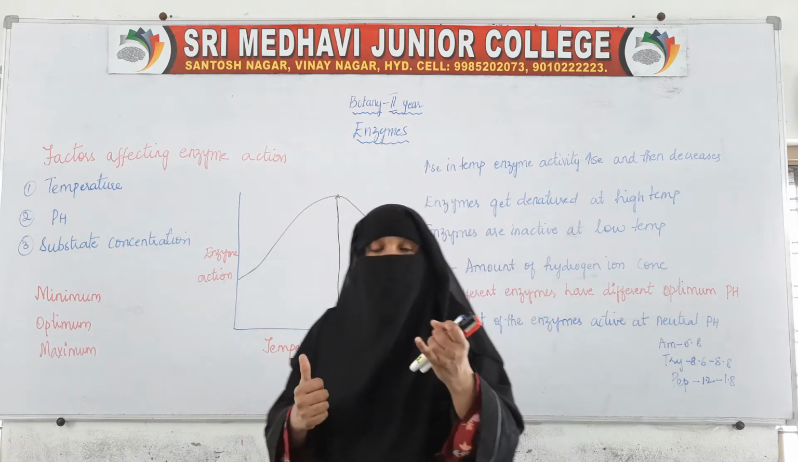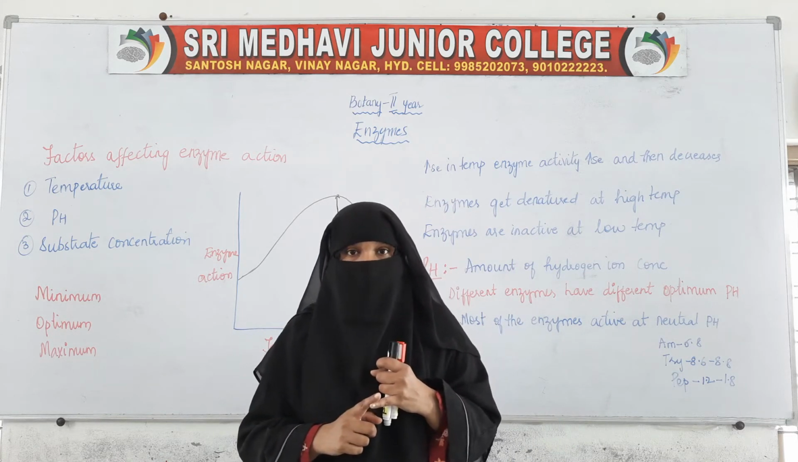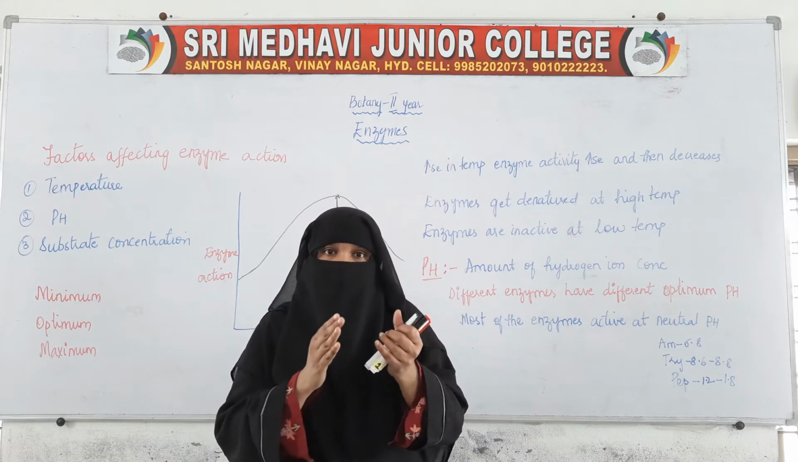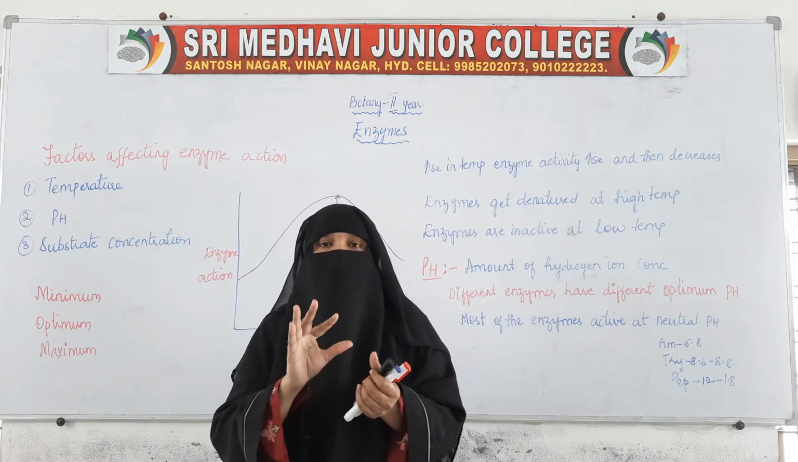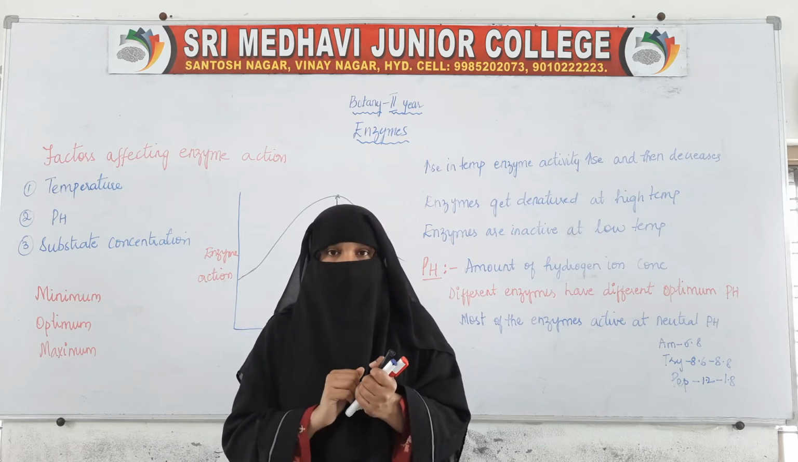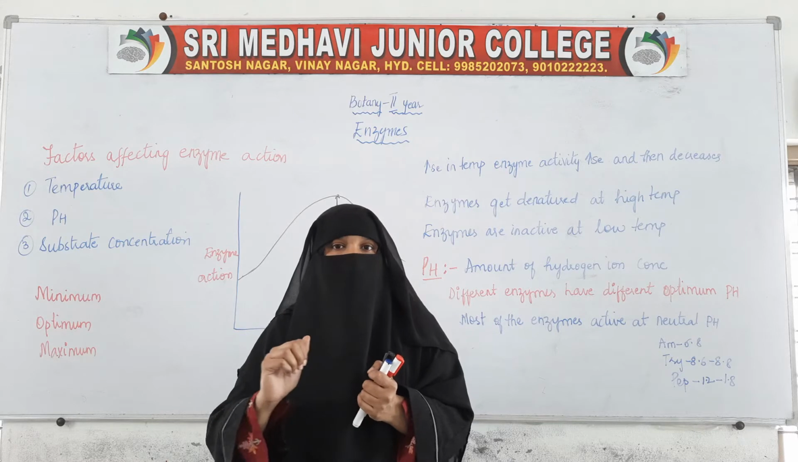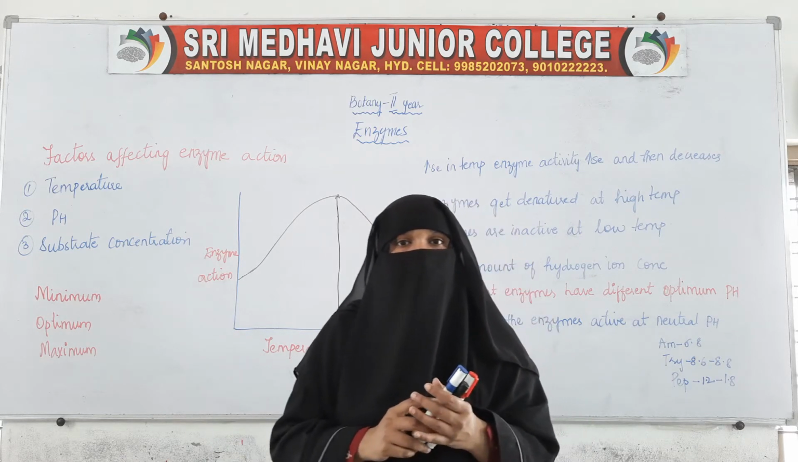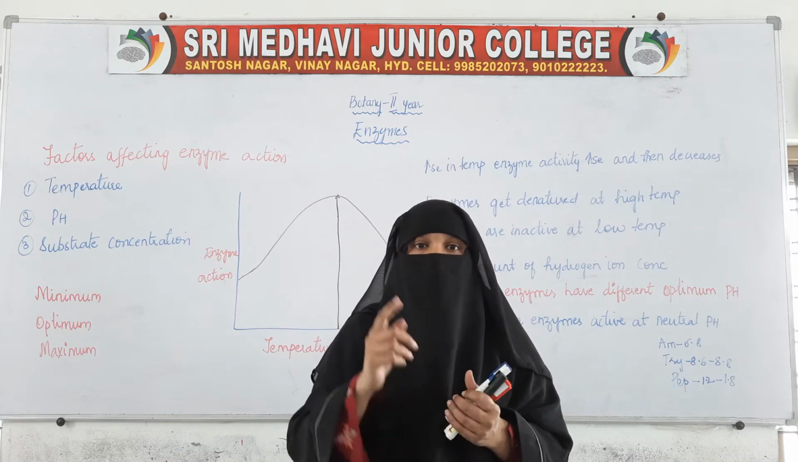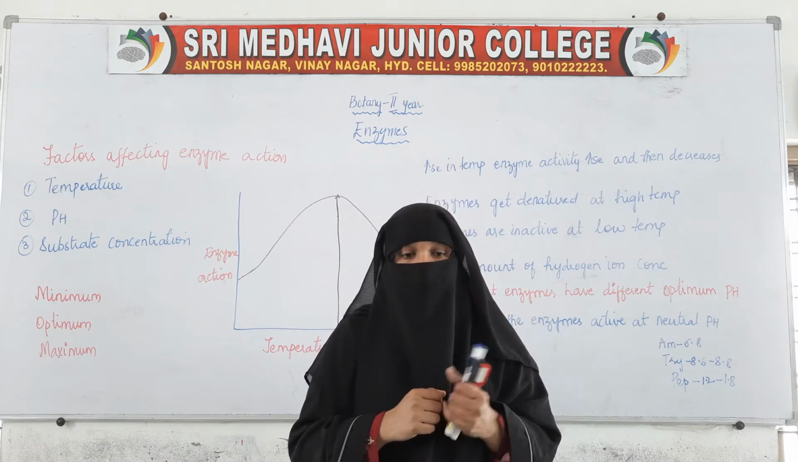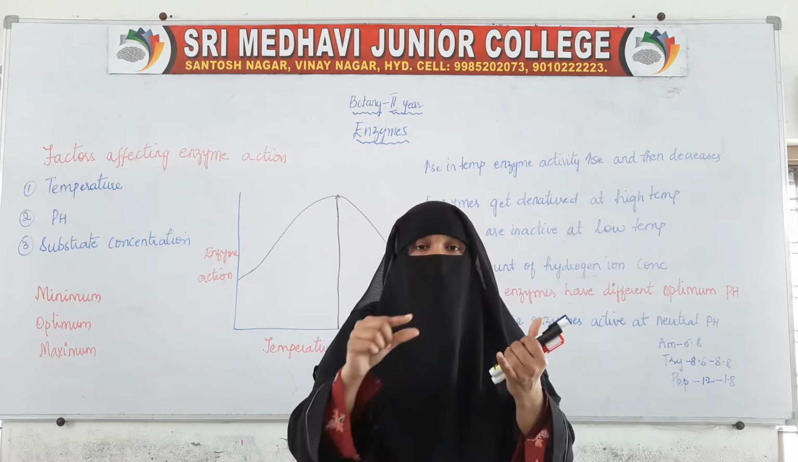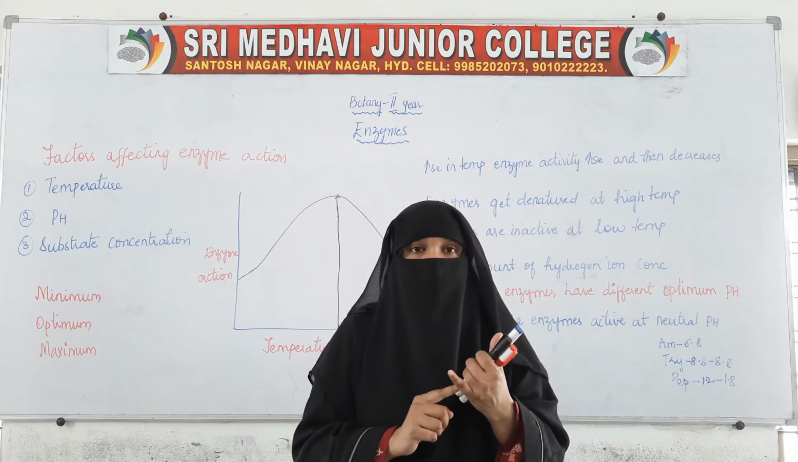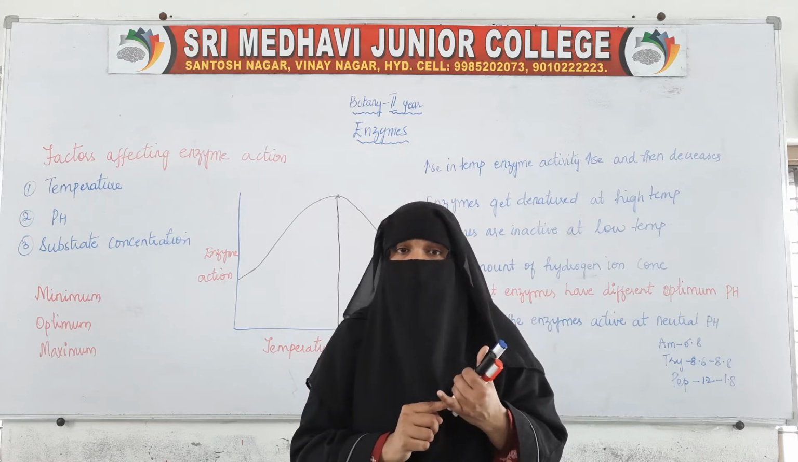Now, how does temperature affect the enzymatic action? The range of temperature at which we find good, maximum enzymatic activity is 25 degrees to 40 degrees centigrade. The normal range is from 25 to 40 degrees. At this temperature the enzymatic activity will be good.